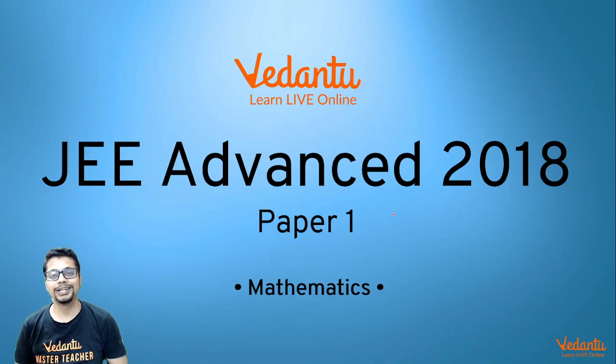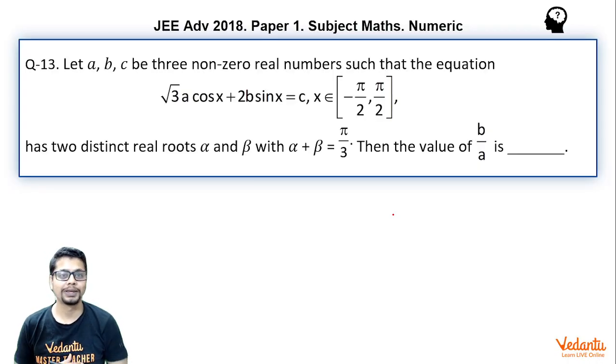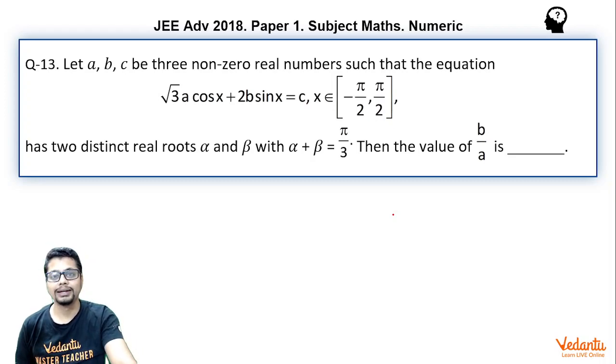We are discussing JEE Advanced 2018 Paper 1 Mathematics, and the question for this video is this. Let a, b, c be three non-zero real numbers such that the equation root 3 a cos x plus 2b sin x equals c, where x is between minus pi by 2 closed to pi by 2 closed, has two distinct real roots alpha and beta, with alpha plus beta equal to pi by 3. Then the value of b by a is what?